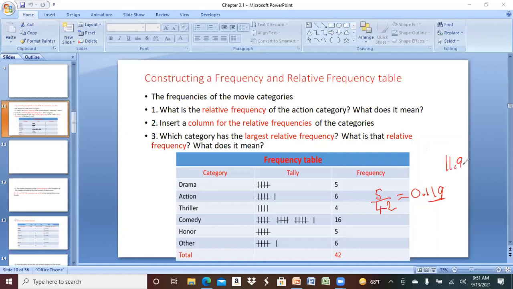That is 11.9%. That is for the Romance movie. And you keep going. The other one we have 6. You find 6 divided by 42, which is 0.143. So we have 14.3% of students who prefer that movie. That's how to find the relative frequency.